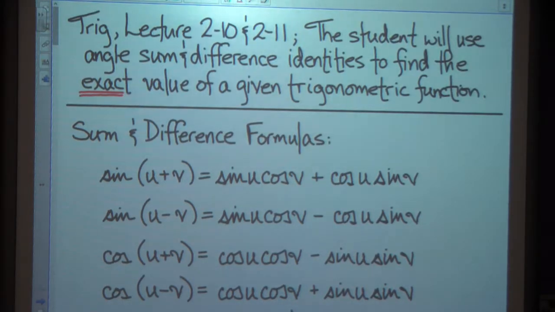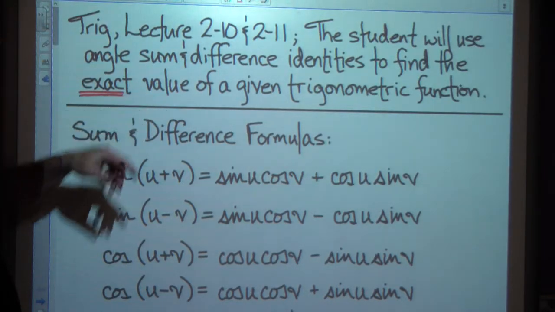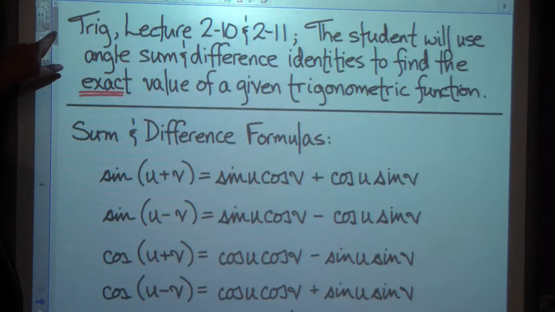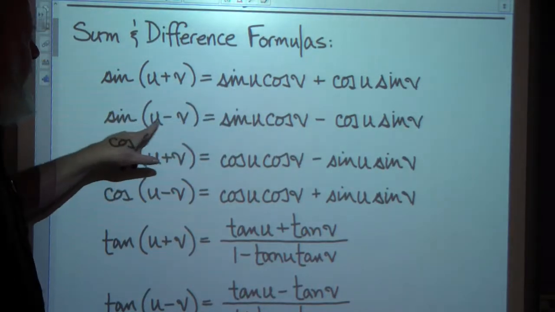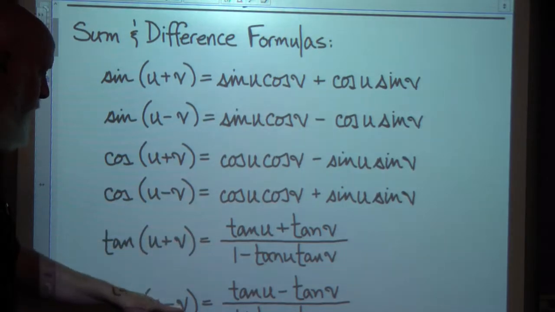All right, this is Trig lecture 210 to 11. The student will use angle sum and difference identities to find exact values of a given trigonometric function. What we're going to do is use these formulas right here: sine, cosine, there are two of them, tangent, there are two of them.